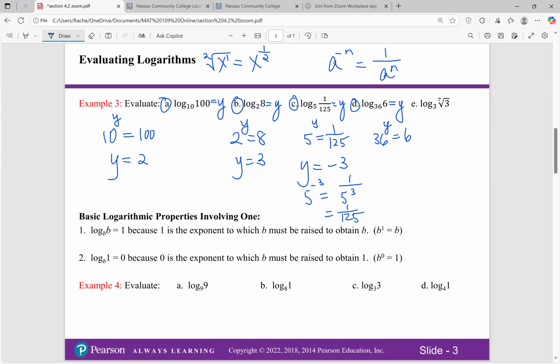So I'm thinking, okay, 36 to the 1/2 is the square root of 36, right? And the square root of 36 is 6. So y is equal to 1/2, because 36 to the 1/2 is the same thing as the square root of 36, which is 6.